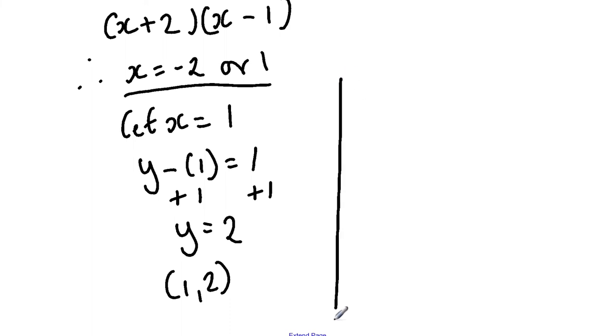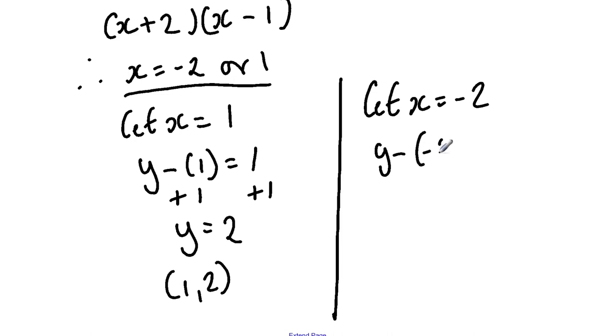So let x equal minus 2, substituting into equation number 2. So we have y minus, open brackets, minus 2, close brackets, equals 1. So negative and negative gives us positive. So y plus 2 equals 1.